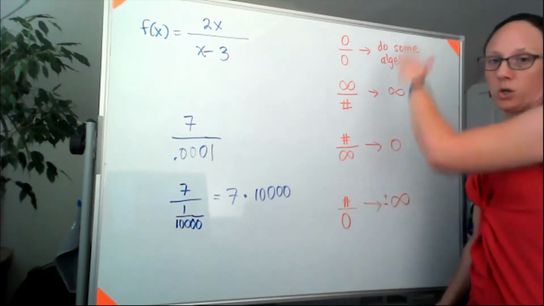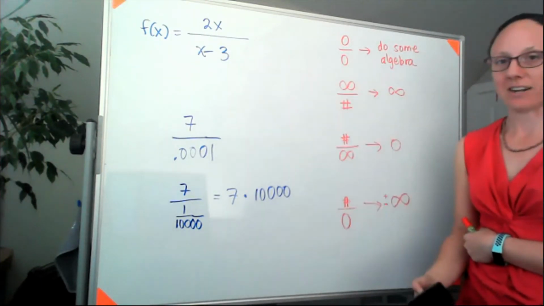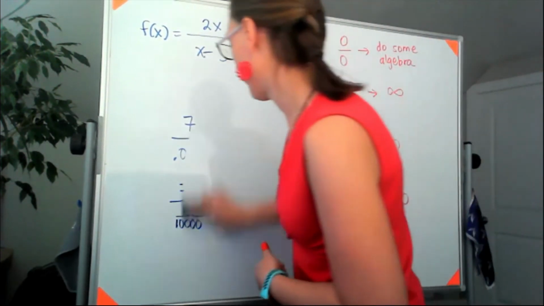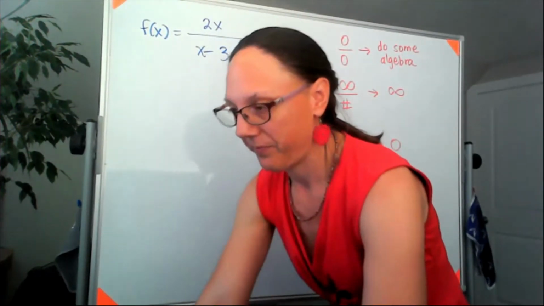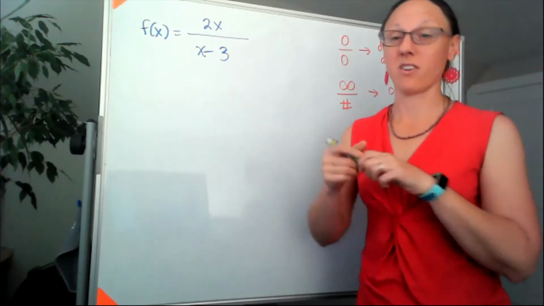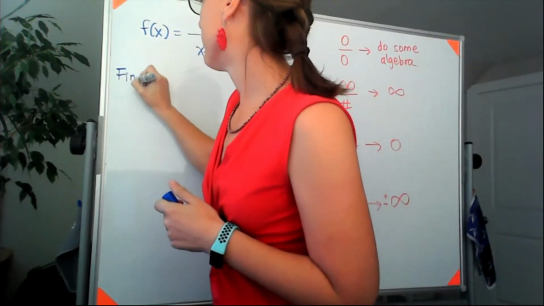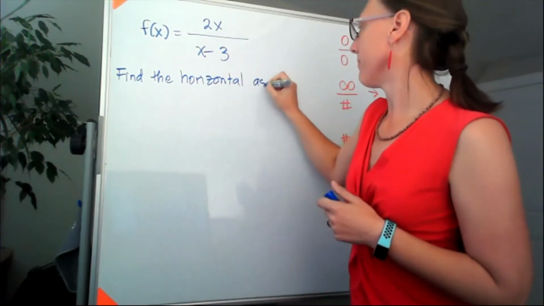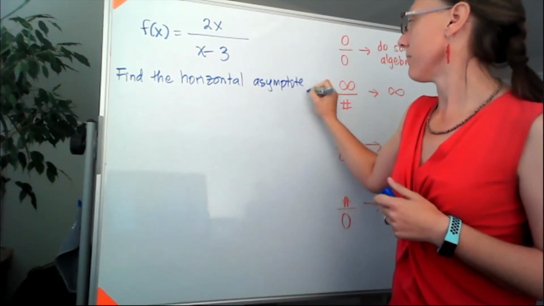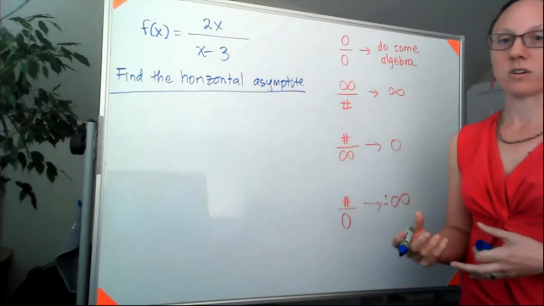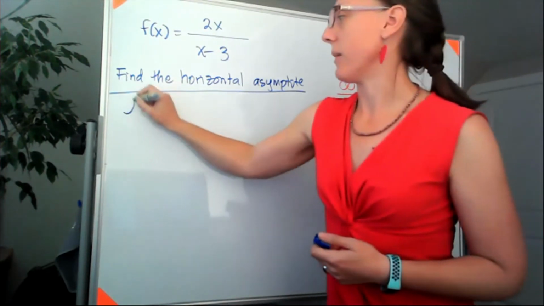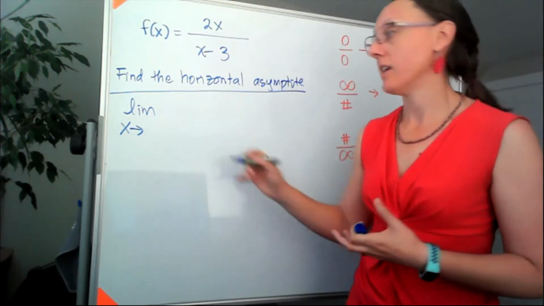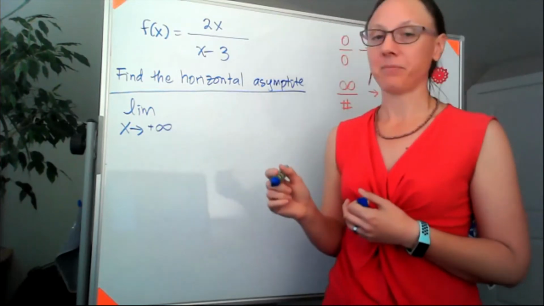Okay, now that we've got this, we're going to go back and attack our actual function and find those vertical and horizontal asymptotes. Let's start with horizontal asymptotes first. So that question of finding the horizontal asymptote says that we're going to be taking the limit as x approaches, and technically we want to check positive and negative infinity. So I'm going to start with positive infinity here.